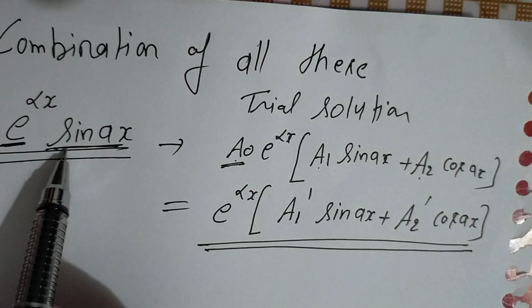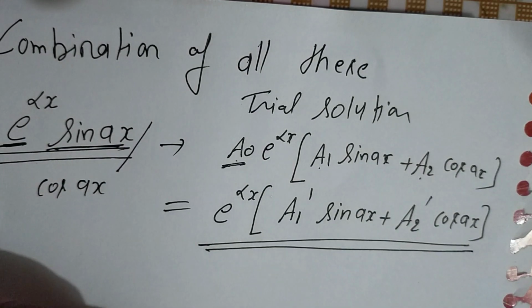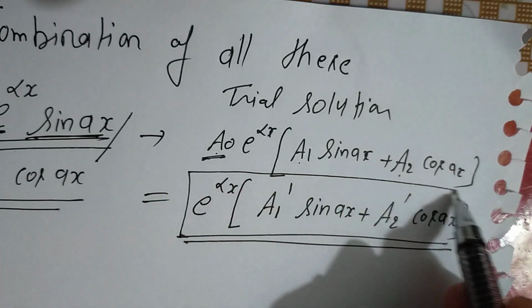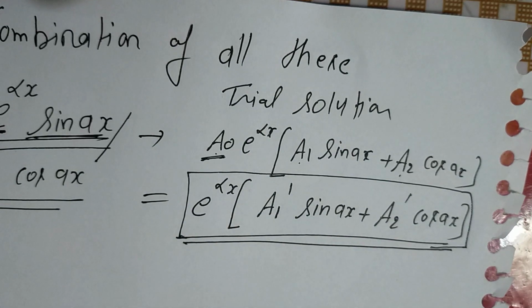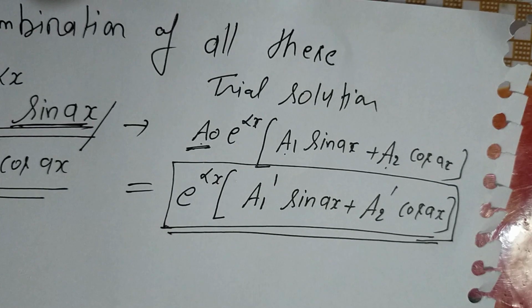So it can be either sin ax, or it can be cos ax, or combination of these two. So this is the trial solution. We can have exponential alpha x, a1 sin ax plus a2 cos ax.